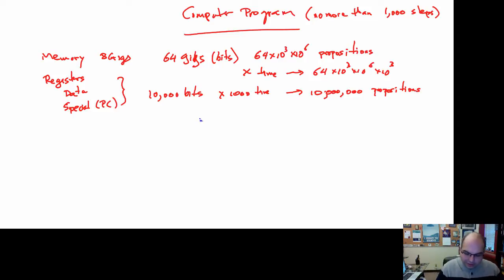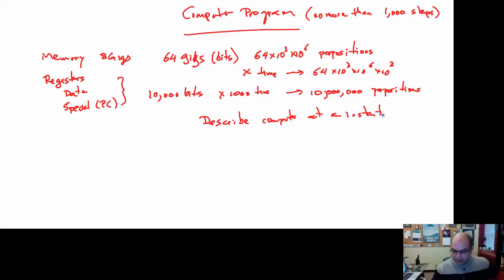So what does this let us do? This lets us describe the computer at an instant. Okay, good. So that's our description of the board, right? What else do we need? We need an initial configuration.